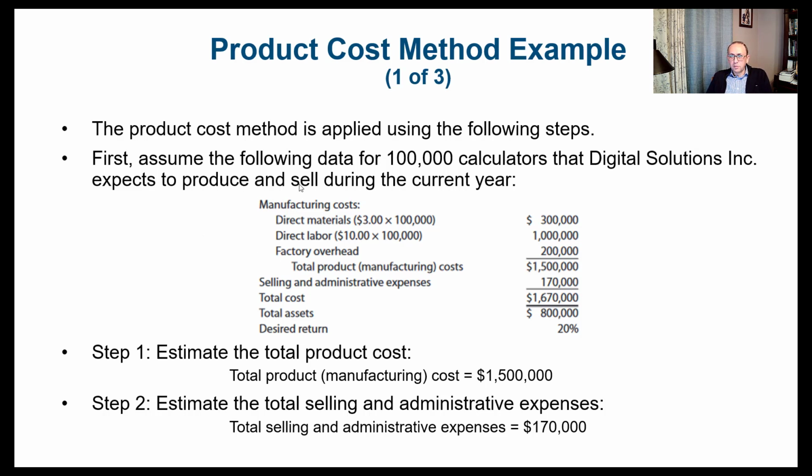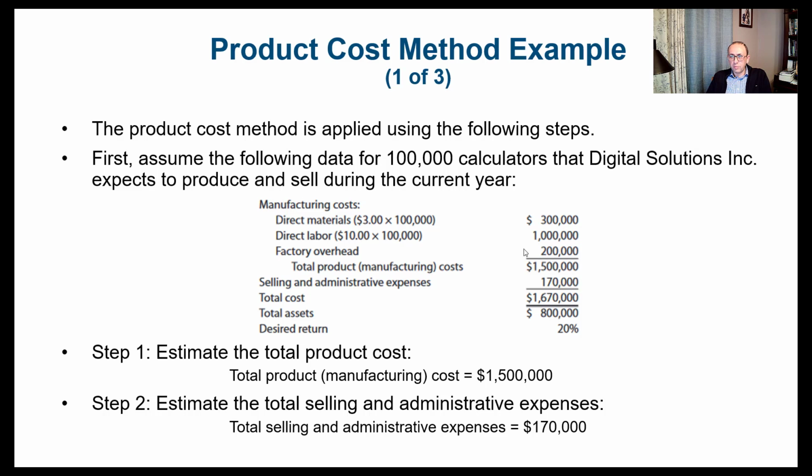The first step, assume the following data for a company that manufactures calculators. We have here 100,000 calculators. The company is called Digital Solutions Incorporated. They expect to produce and sell during the current year based on the following information. So they have direct material of $3 per calculator for a total of 100,000. That's 300,000. The labor is $10 each, so that's $1 million. The factory overhead is 200,000, and that gives us a total product or manufacturing cost of 1.5 million.